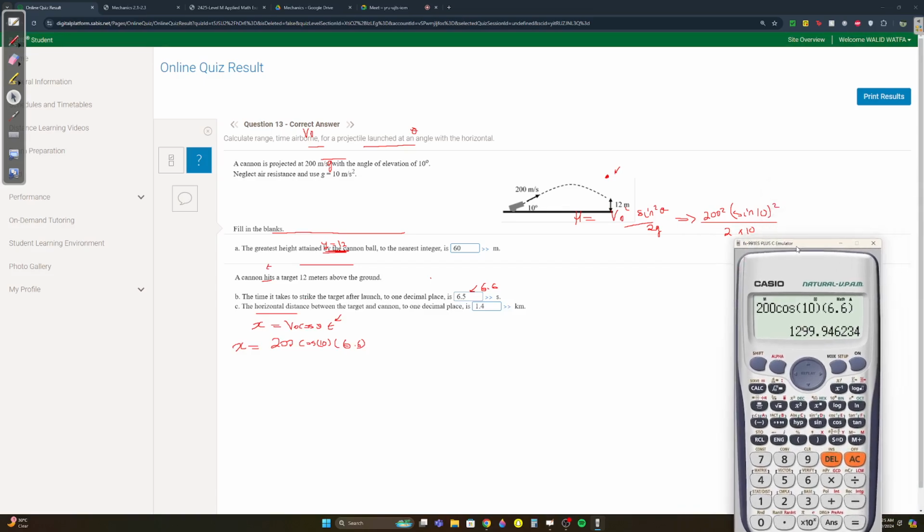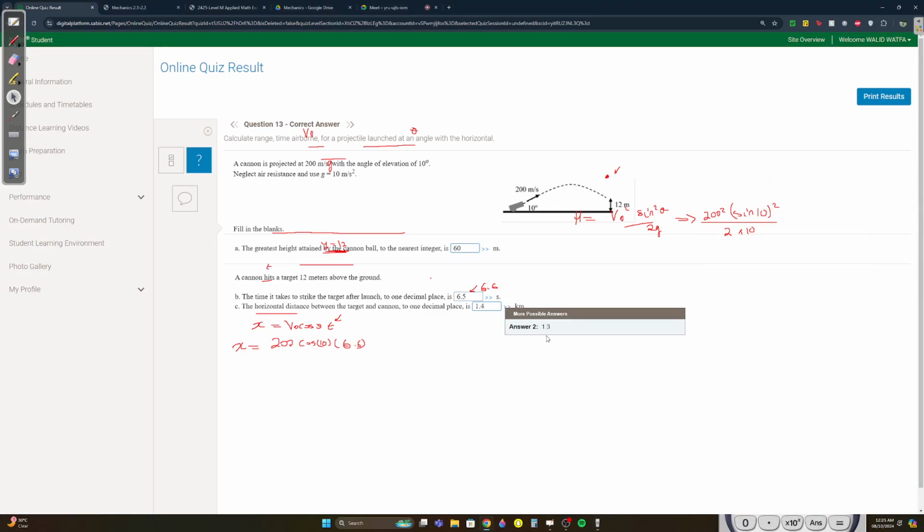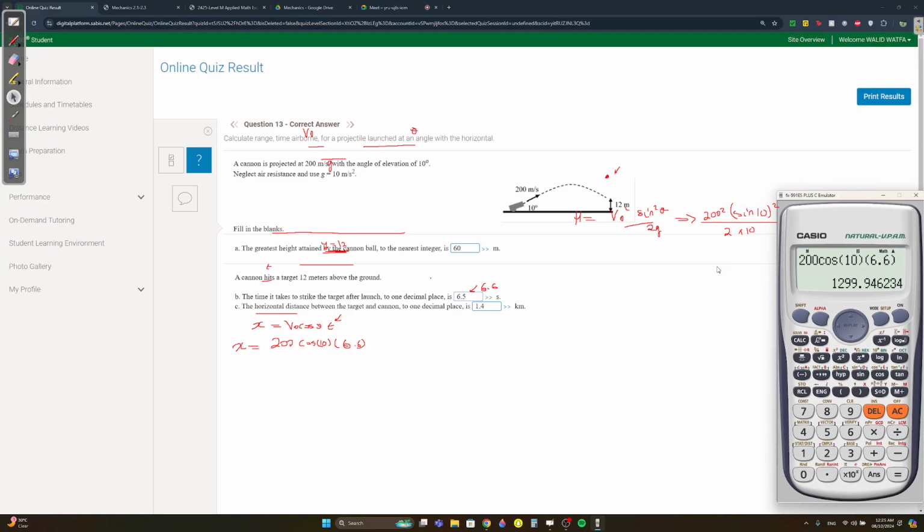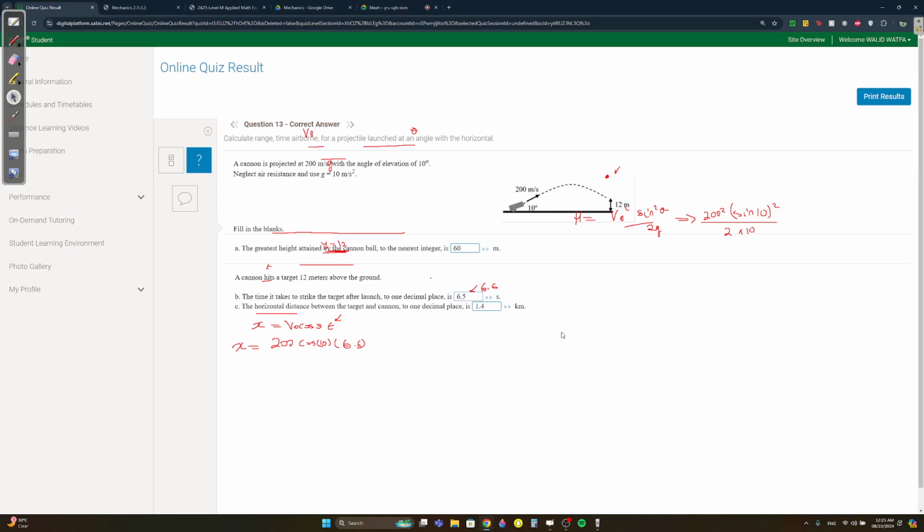Why is this? How much? Yeah, 1.3. Yeah, two possible answers. Some people might use the non-rounded value. 1.3, they want it in kilometers, so you divide by 1000. Yeah, I got 1.3, and that is the correct answer. Okay.